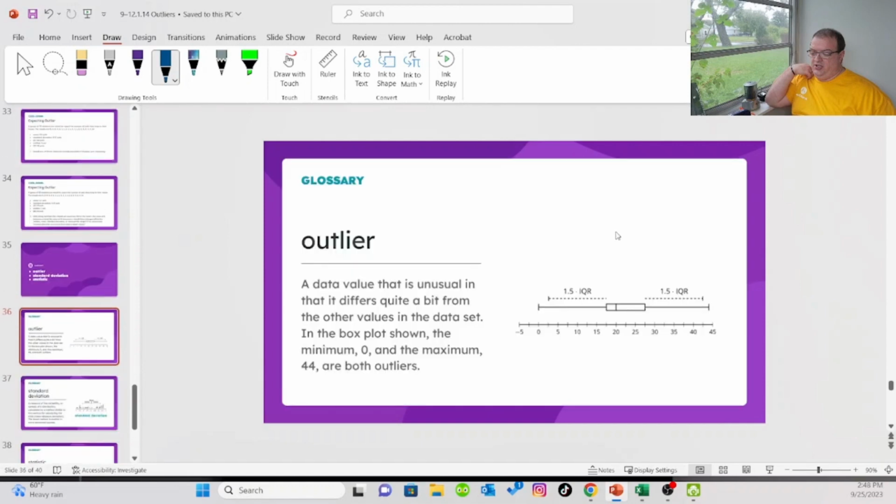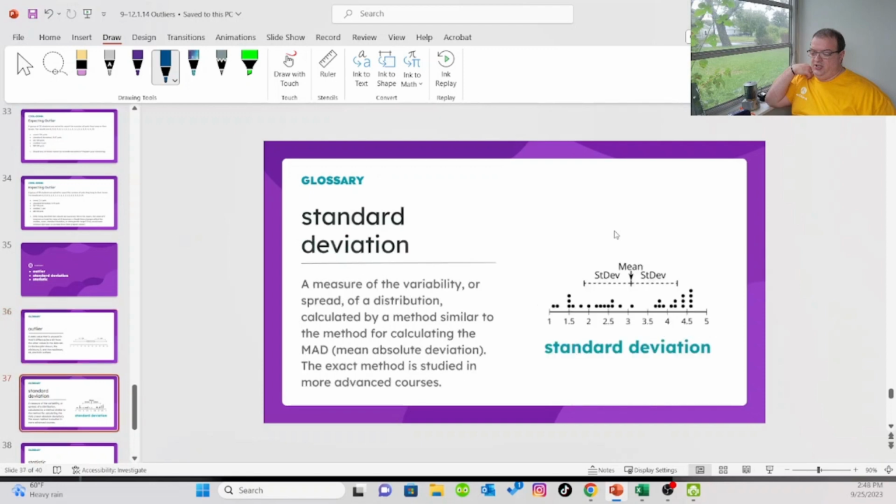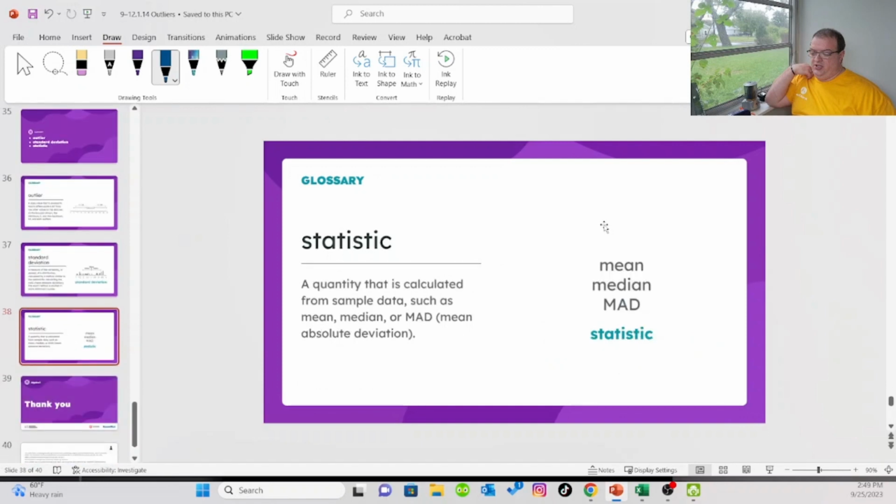Now our glossary terms: outliers, a data value that is unusual in that it differs quite a bit from the other values in the data set. In the box plot shown, the minimum 0 and the maximum 44 are both outliers. Standard deviation, a measure of the variability or spread of a distribution, calculated by a method similar to the method for calculating the MAD, or mean absolute deviation. The exact method is studied in more advanced courses. Now, we went over this in class, how you would calculate a standard deviation. And finally, statistic, a quantity that is calculated from sample data such as mean, median, or MAD, mean absolute deviation.